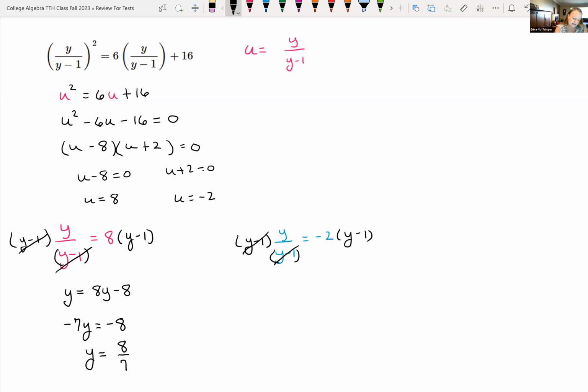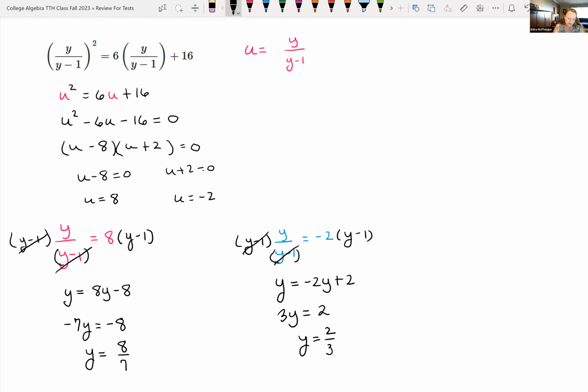The y minus 1's cancel on the left-hand side, leaving us y is equal to, now distributing our -2, we have -2 times y is -2y, and -2 times -1 is +2. Adding 2y to both sides, we get y plus 2y, which is 3y, is equal to 2. And then dividing both sides by 3, we get 2/3.